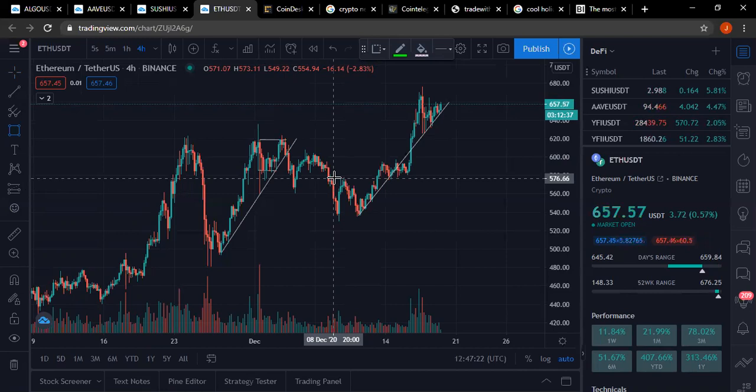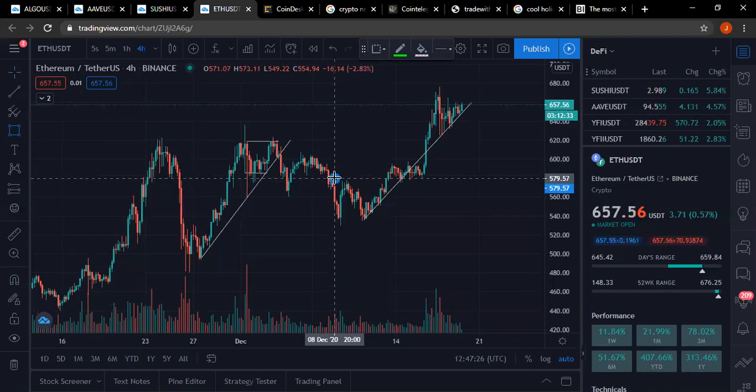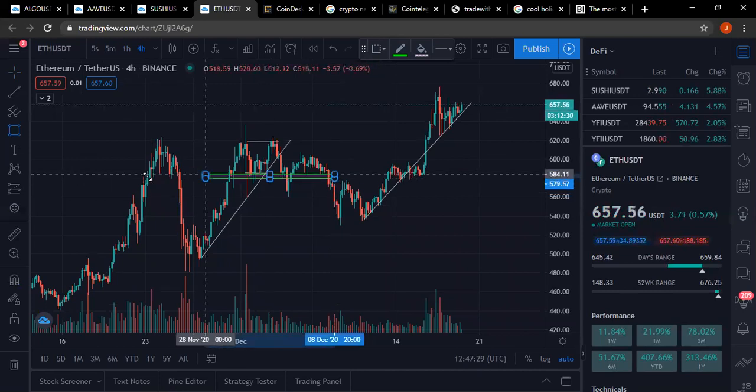So ideally, my first line, usually this is an uptrend. So I'll start from this point to map out the resistance.